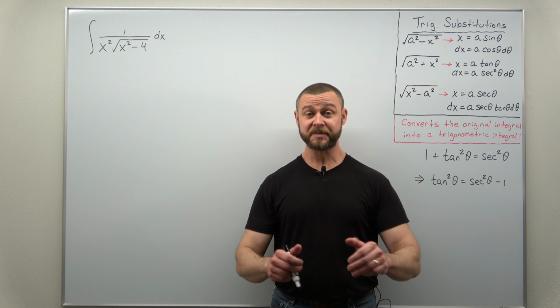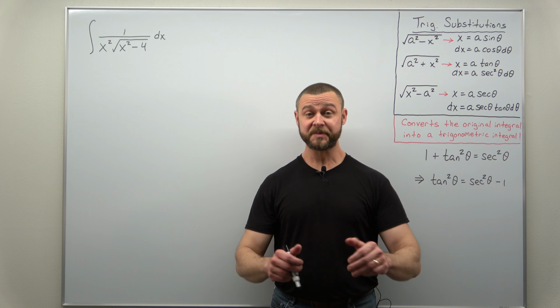Now, first step is to always determine your trig substitution. If you take a look at the square root expression, we have x squared minus a number, and that fits the form of a secant substitution. Since the number 4 is 2 squared, we're going to be using a as 2. So let's make our trig substitution x as 2 secant theta.